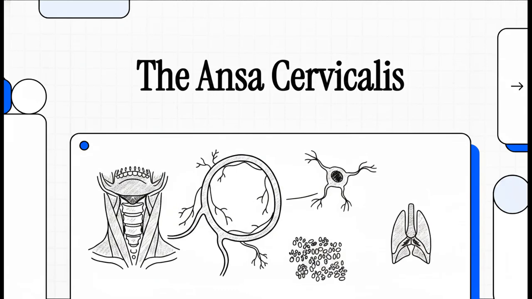Today, we're diving straight into the dense neuroanatomy of the human neck. We're going to isolate, define, and map out a highly tested, absolutely vital structure. Yep, we are talking about the Ansa Cervicalis. Let's get right into it.